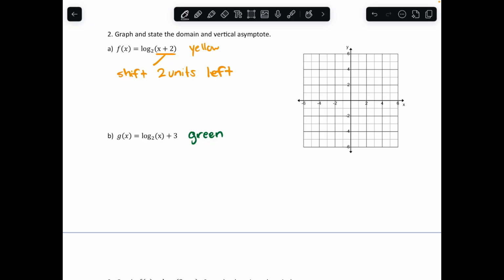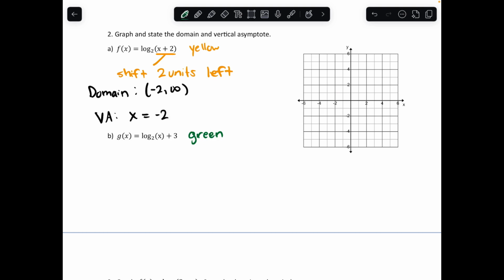Now, since I'm shifting my whole graph 2 units to the left, it's going to change my domain. My domain is then going to become negative 2 to infinity. And then my vertical asymptote is going to become the line x equals negative 2.